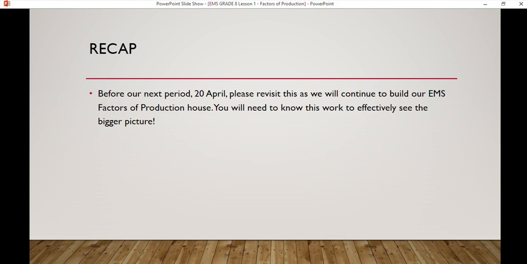For our next period, which will be on the 20th of April, please revisit this work that we've done today. We're building this factors of production house, and the capital is one of the foundations or one of the legs of this house. And in order for you to see the bigger picture, you need to understand capital as part of factors of production. Alright, hope you have a good day, and any questions, please ask away.